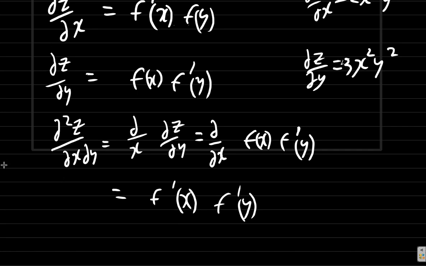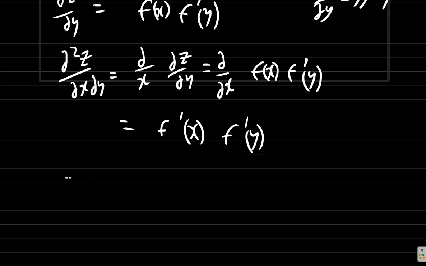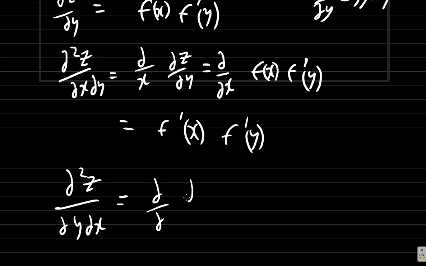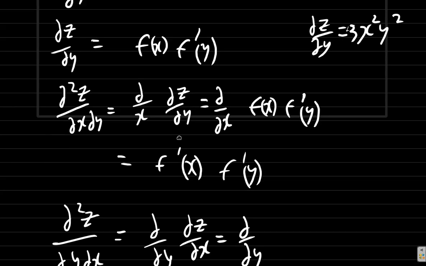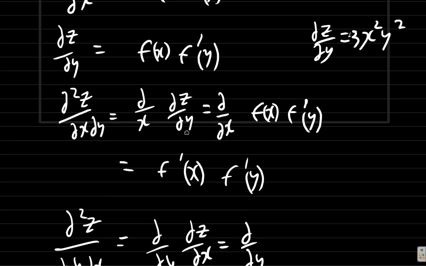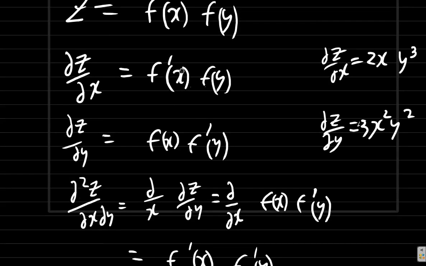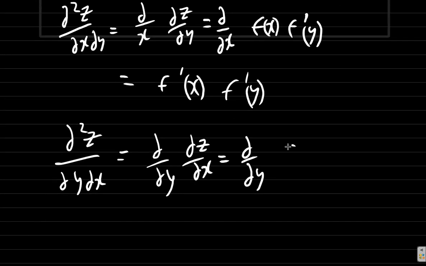Now, suppose you had delta square z by delta y delta x now. Instead of delta x delta y, you have delta y by delta x. What would that be? It would be delta y of what? Delta z by delta x, which is delta by delta y of, what is delta z by delta x again? Let's see. Delta z by delta x is this. It's f prime x, f of y. Alright.